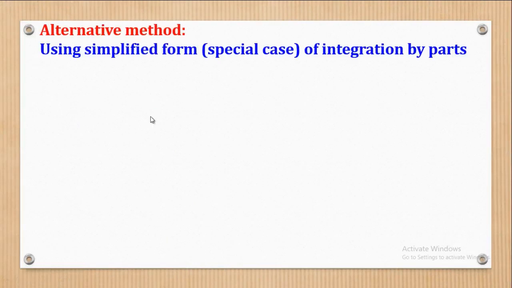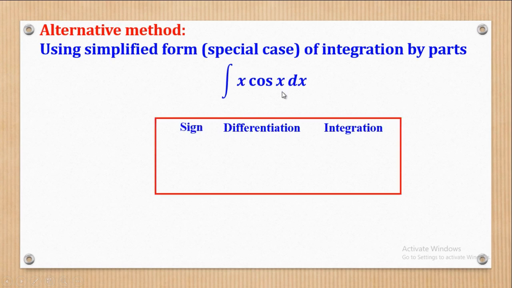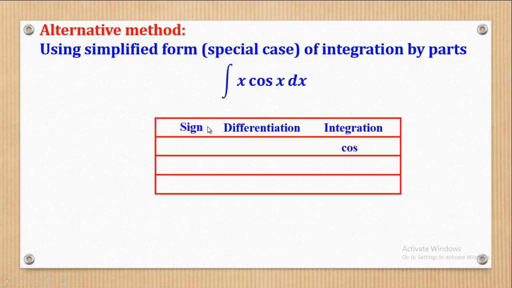So there is also an alternative method, and we call this the method of using a simplified form of integration by parts. And this method involves using a table. So if I want to integrate this expression of x cos x, I'll draw my table having a part of sign, a part of differentiation and a part of integration.